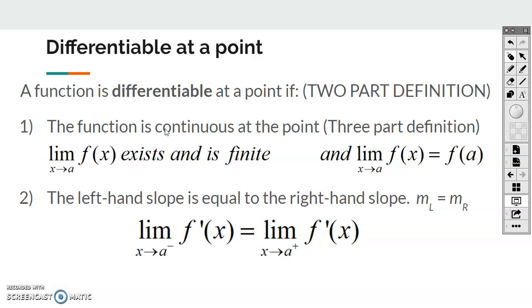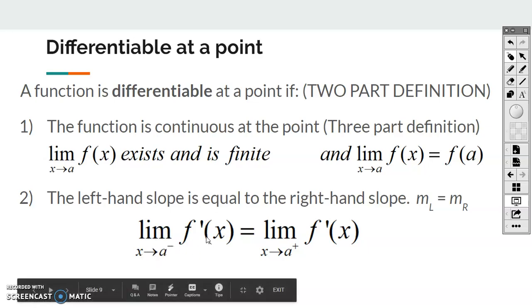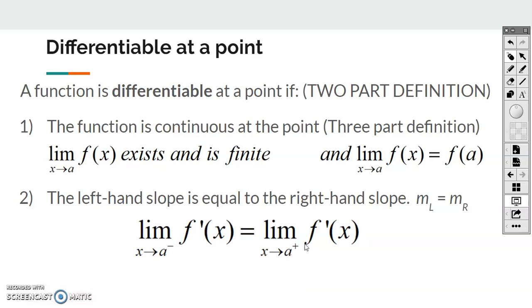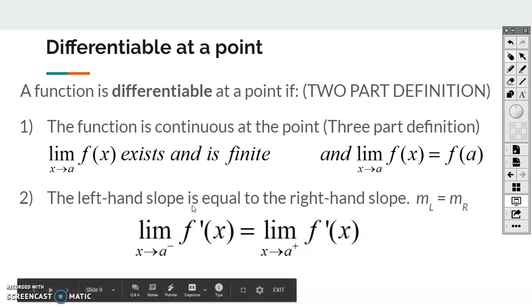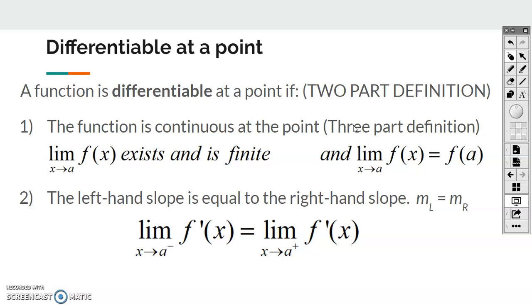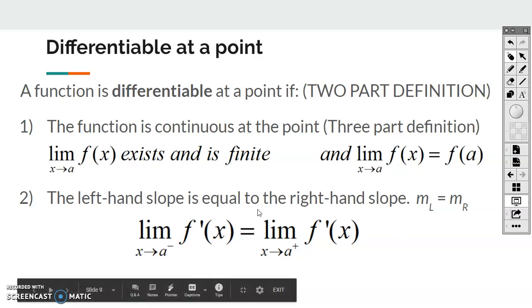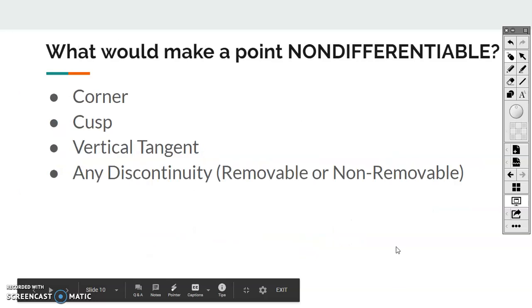But if the function is continuous, then you need to check to make sure that the left-hand slope is equal to the right-hand slope. And the way you'd write that in calculus is you'd say the limit as x approaches a from the left of the derivative is equal to the limit as x approaches a from the right of the derivative. So if the left-hand slope and the right-hand slope are the same and it's continuous, remember there are three parts: function exists, limit exists, and they're equal to each other. Those two things must be true for it to be differentiable.